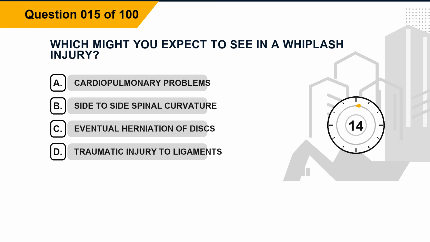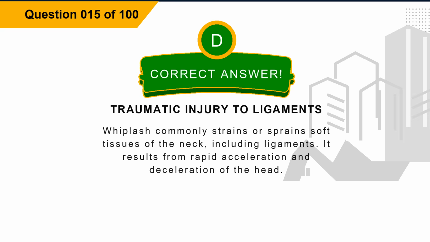Question 15. Which might you expect to see in a whiplash injury? Option A, cardiopulmonary problems. Option B, side-to-side spinal curvature. Option C, eventual herniation of discs. Option D, traumatic injury to ligaments. The correct answer is option D, traumatic injury to ligaments.